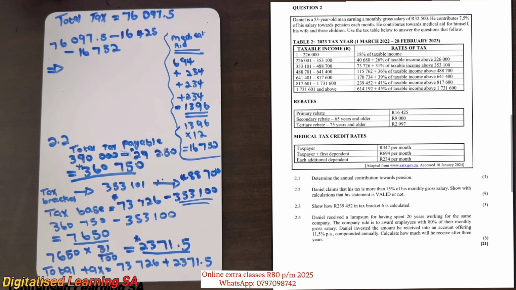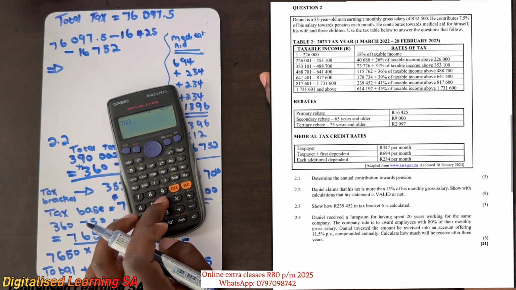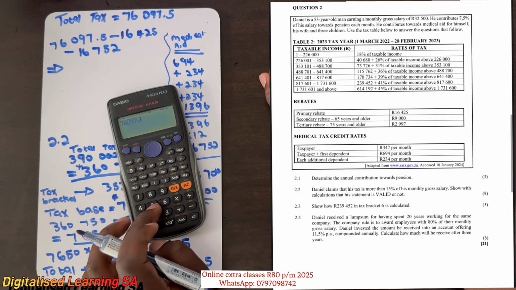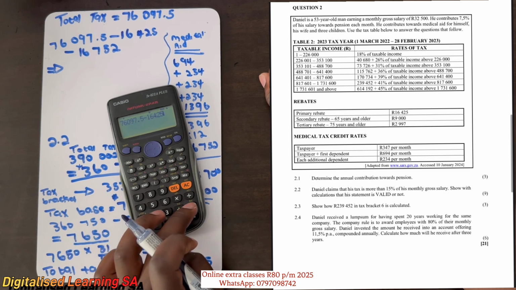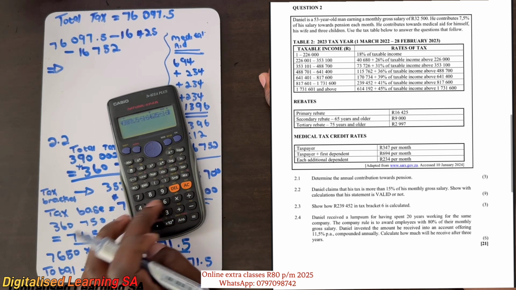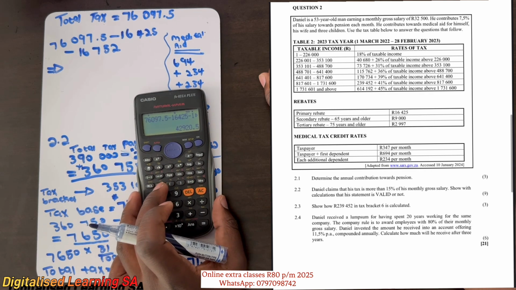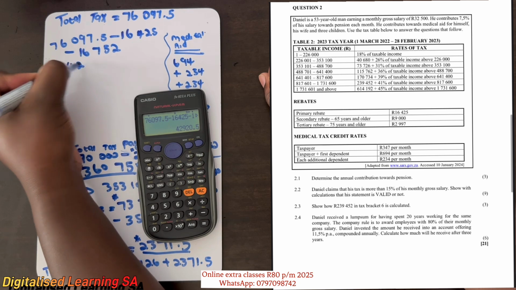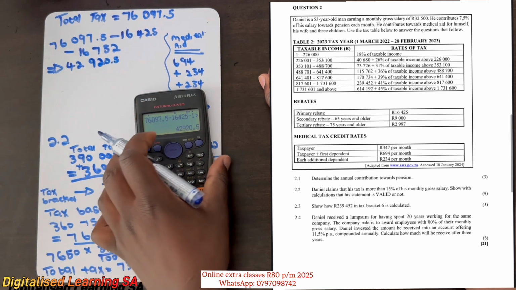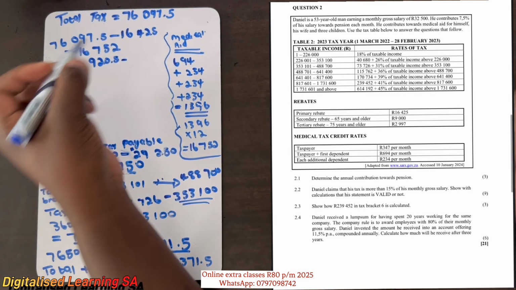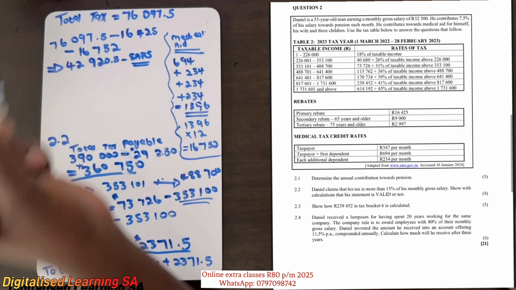Now let's find out how much tax he needs to pay to SARS in a year. So we are going to say 76,097.5 minus 16,425 minus 16,752, and our answer will be 42,920.5. So this is the tax that he needs to pay to SARS in a year.